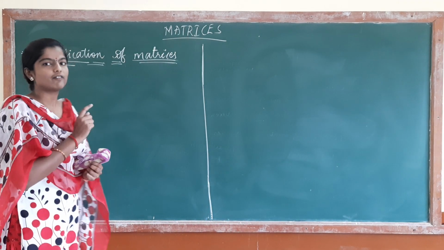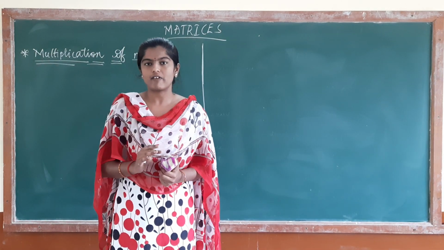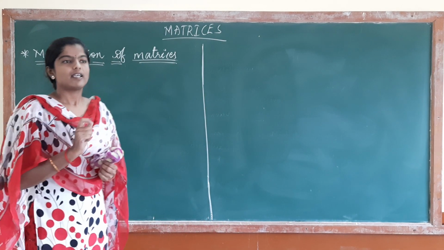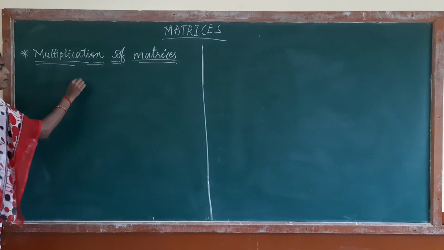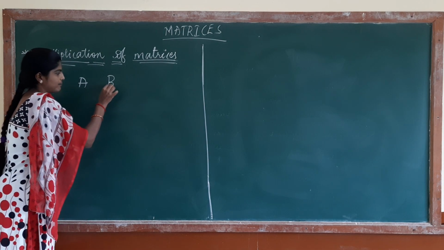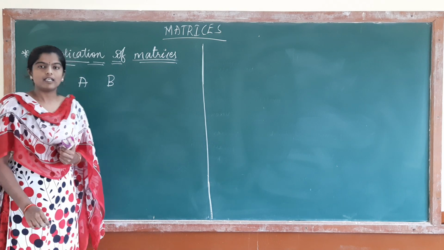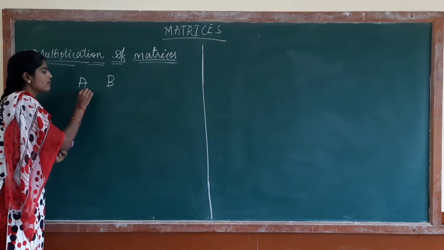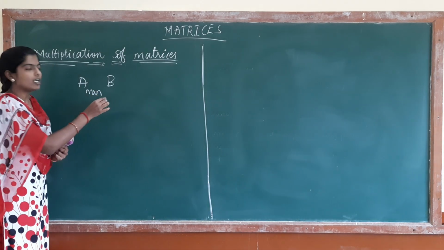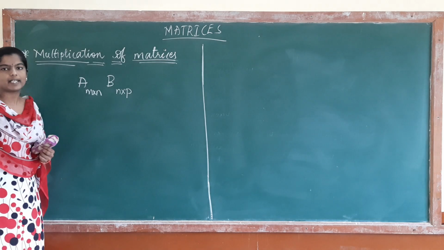Here also a condition is required, but a different one. Two matrices A and B can be multiplied if and only if the number of columns of matrix A is equal to the number of rows of matrix B.